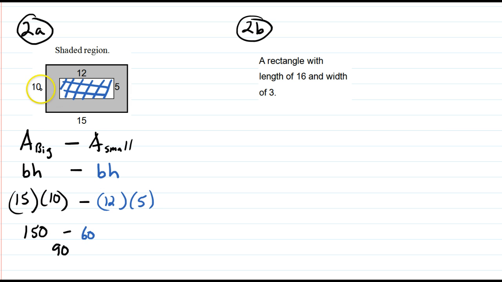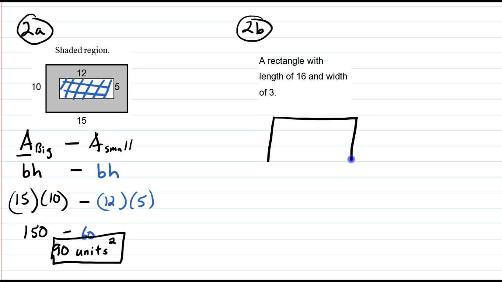Now again, when there's no units, we would write just a generic term units. But since we're talking about area, it's always units squared. So our answer here is 90 units squared, or 90 square units. For 2b, there's no picture, so when there's no picture, go ahead and draw a picture and fill in the information they give you.